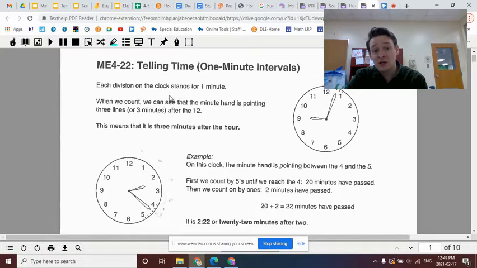It says each division on the clock stands for 1 minute. And that means every tick mark on the clock stands for 1 minute. When we count, we can see that the minute hand is pointing 3 tick marks or 3 lines after the 12. That means that's 3 minutes after the hour.